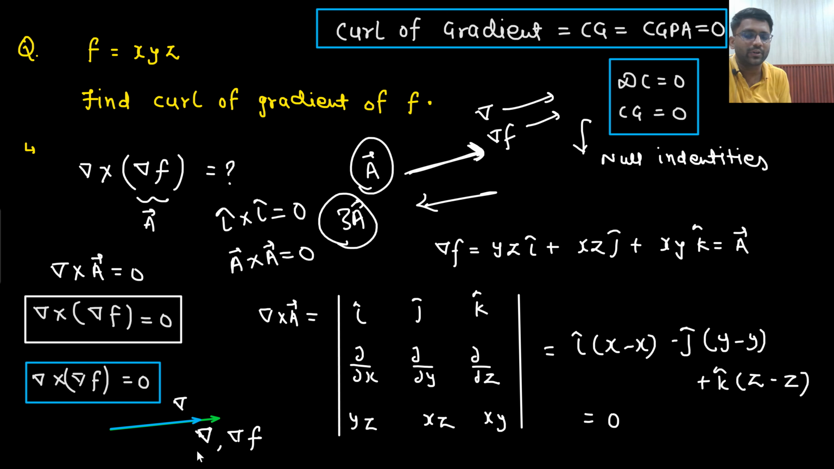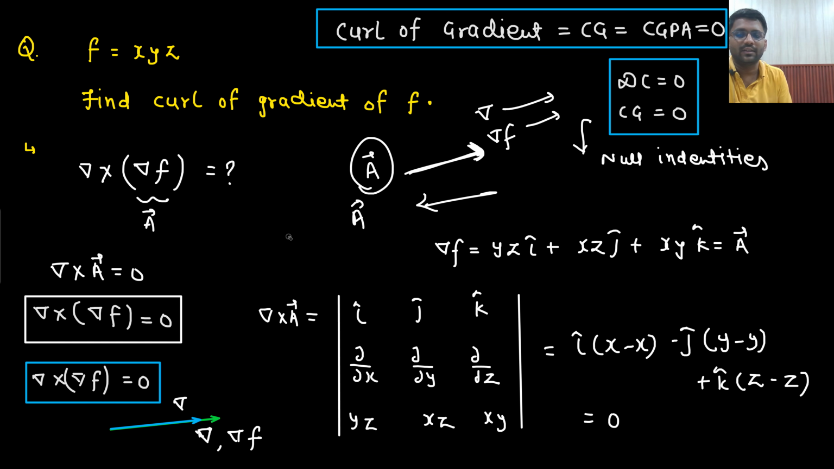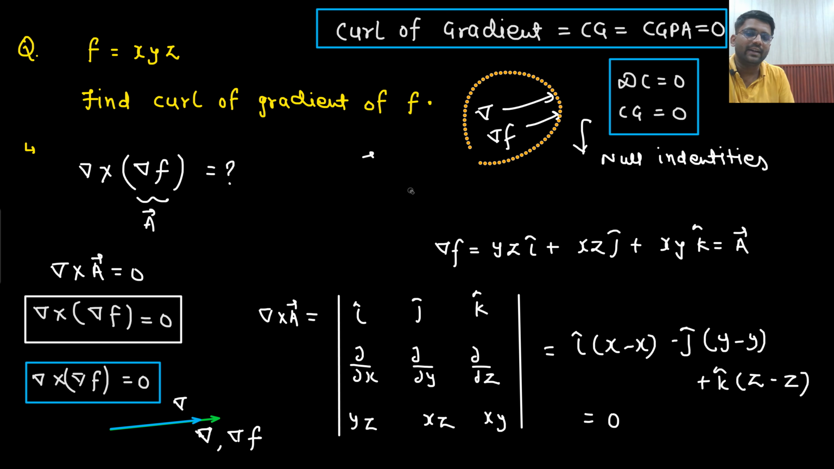So if you calculate the cross product of del with del f, what answer will you get? Same direction. That means the cross product will be 0. So this is another way of understanding it. Okay, so two null identities are there.